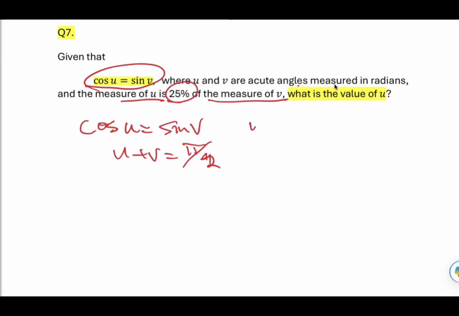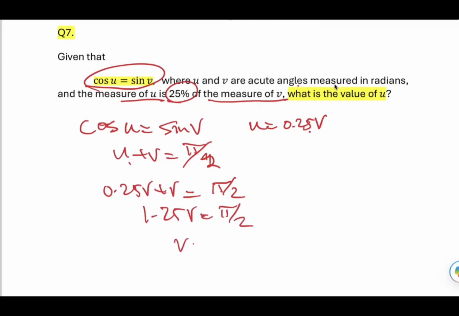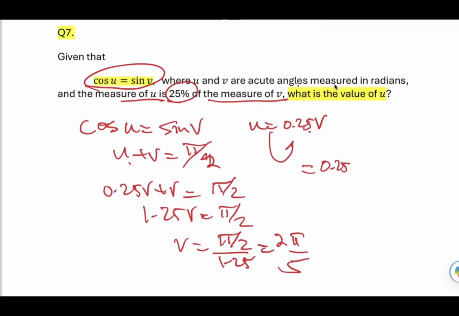They said what? u is 0.25 of v. Now substitute this here. You get 0.25v plus v is equal to pi over 2. This will give you 1.25v is equal to pi over 2. Therefore, v is what? Pi over 2 divided by 1.25. And that will give you 2 pi over 5. But you know u is 0.25 times v, 2 pi over 5. This cancels here. You have pi over 10.